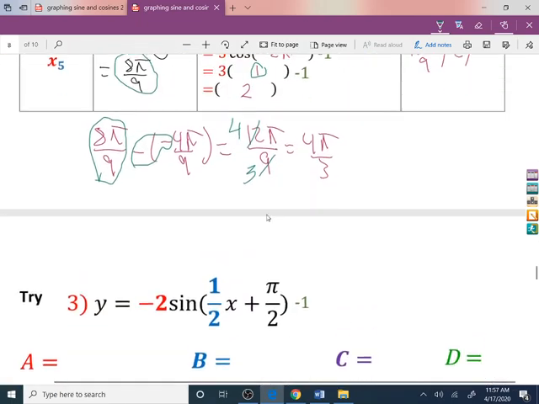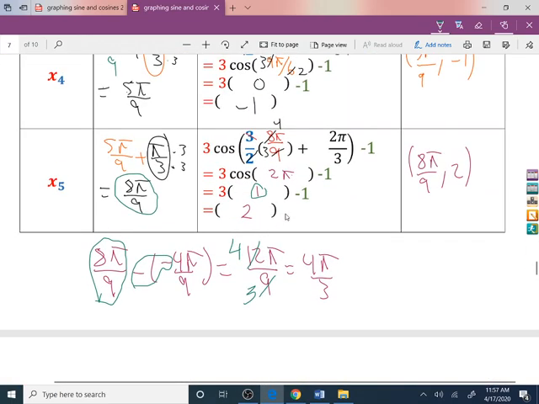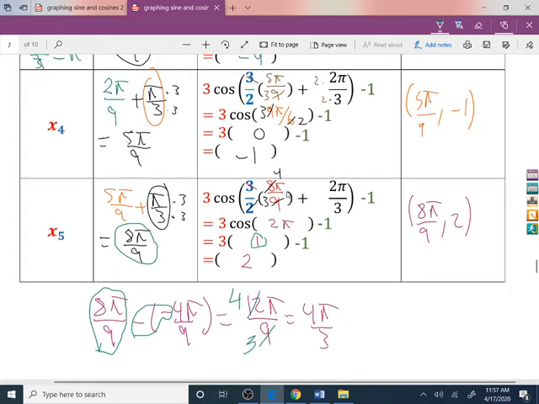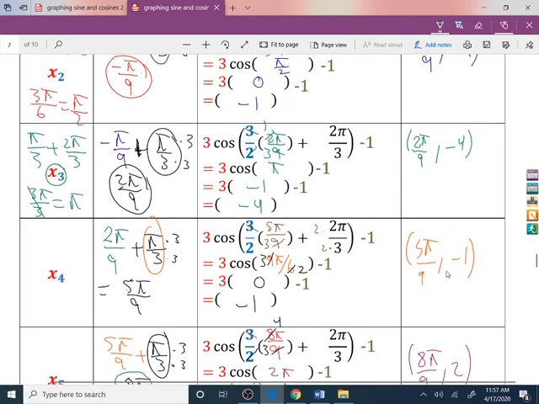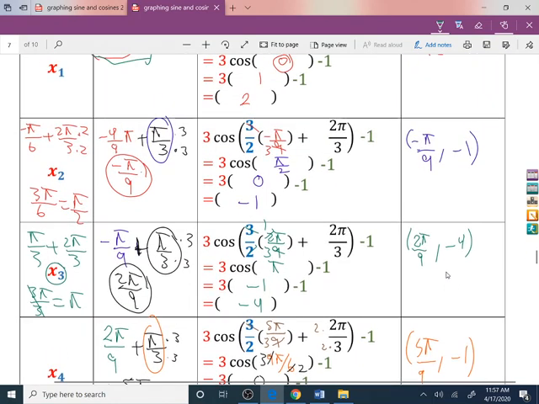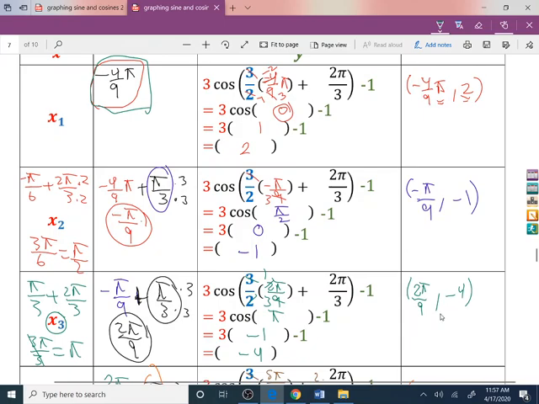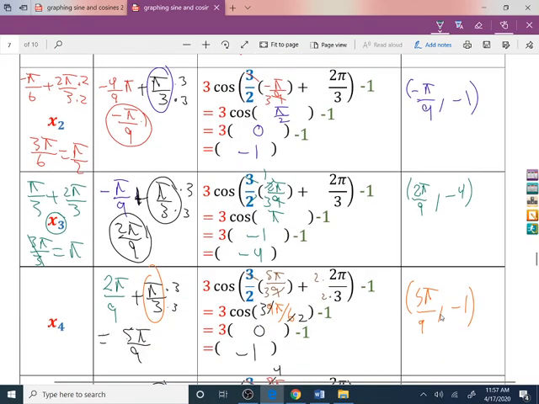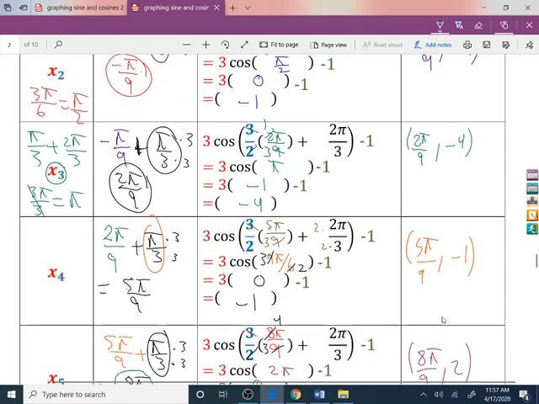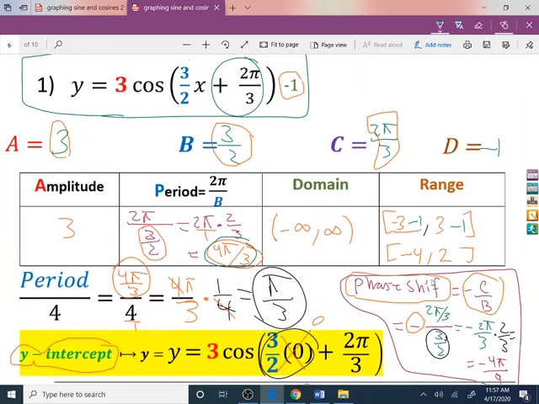Okay, now I have all the points. Let me just go on the graph. I have all my points. And I know my domain. Start from where? From negative 4 pi over 9 to 8 pi over 9, and my range is from -4 to 2.